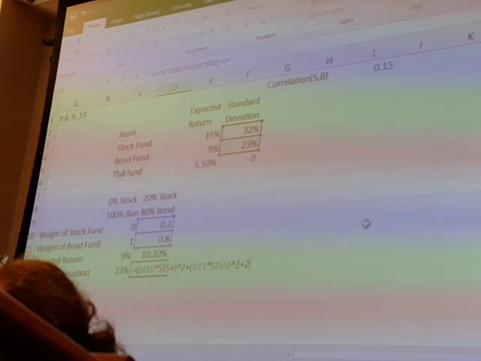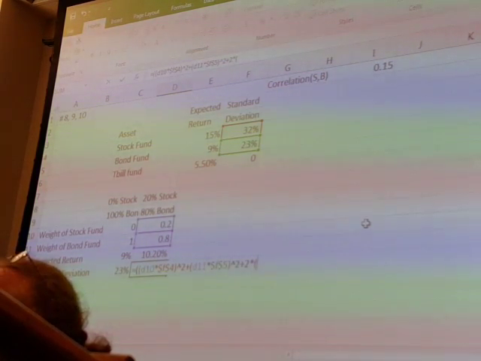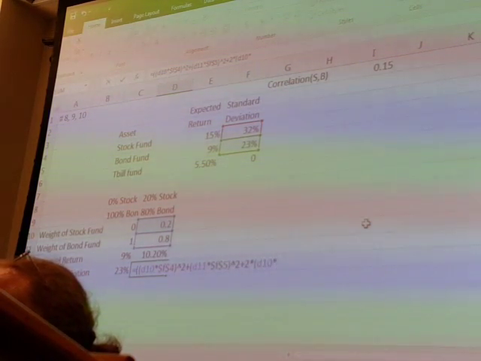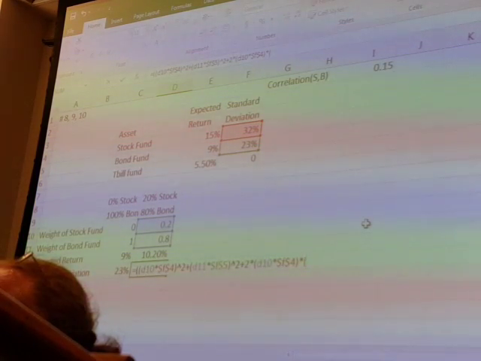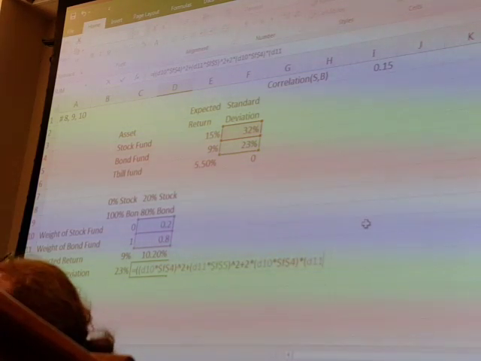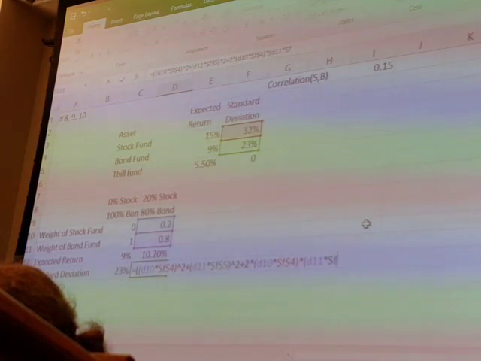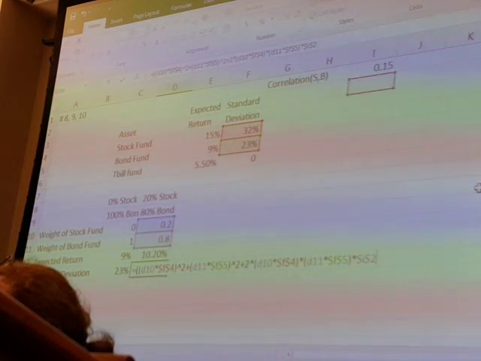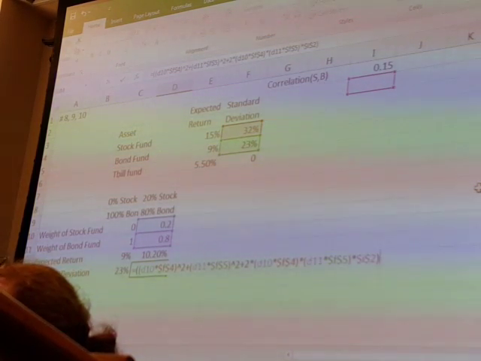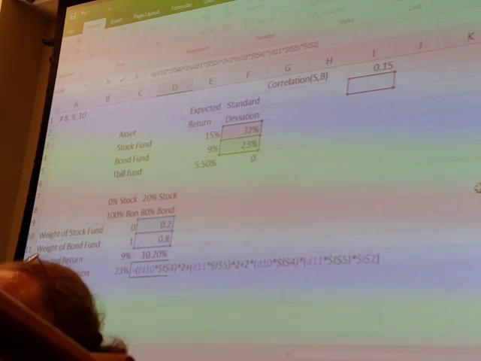Okay, and this last term is going to be 2 times the weight of the stock fund, D10, times the standard deviation of the stock fund, $F$4, times the weight of the bond fund, D11, times the standard deviation of the bond fund, $F$5. And then we need to multiply that times the correlation, which is going to be up here, I1, and I'm going to make that an absolute reference also, $I$1. Okay, and then I've got to take the square root of that whole thing, because what we got right there is the variance. I'll take the square root, which is the same thing as raising to the power of 0.5.